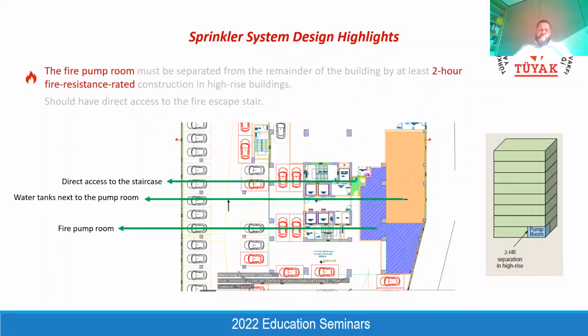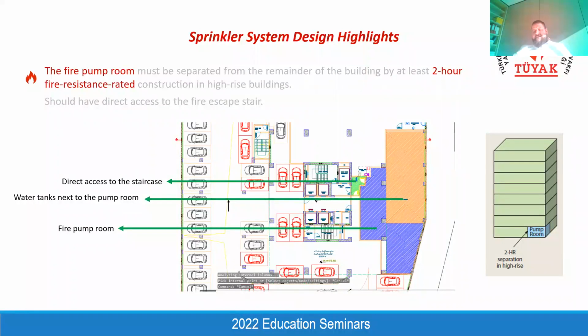The fire pump room shall be a 2-hour fire rated separate zone. That's why we need to design its perimeter walls accordingly. They should be at least 20 centimeter block walls to fulfill this fire rating requirement. And also, the most important thing, the fire pump room shall be just next to the fire tanks.